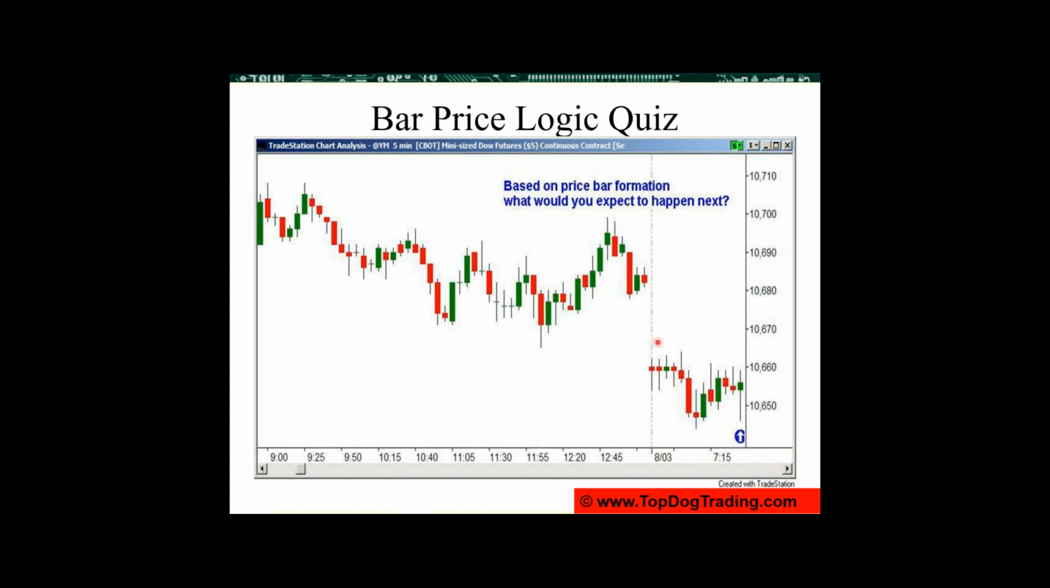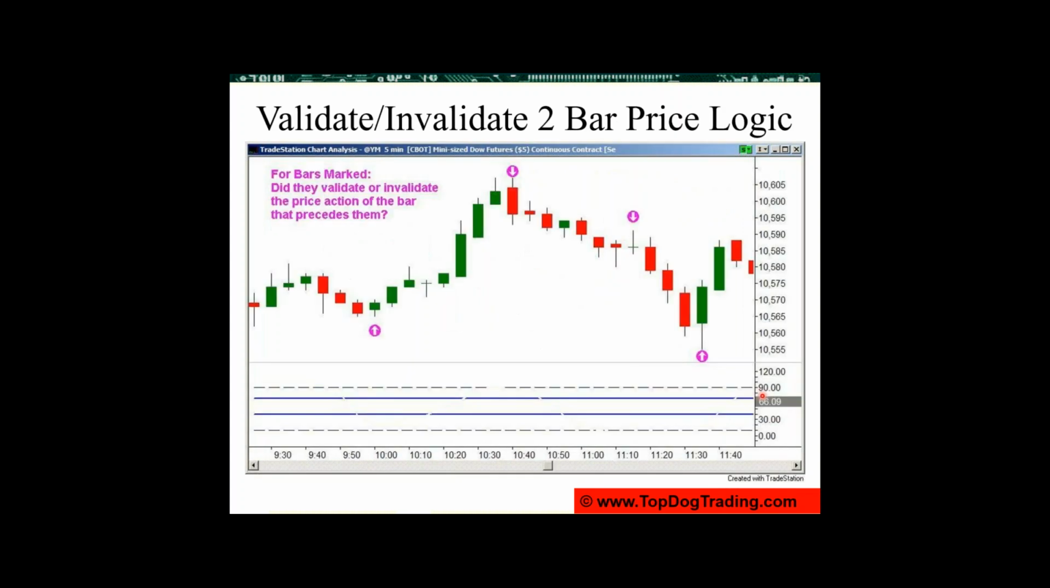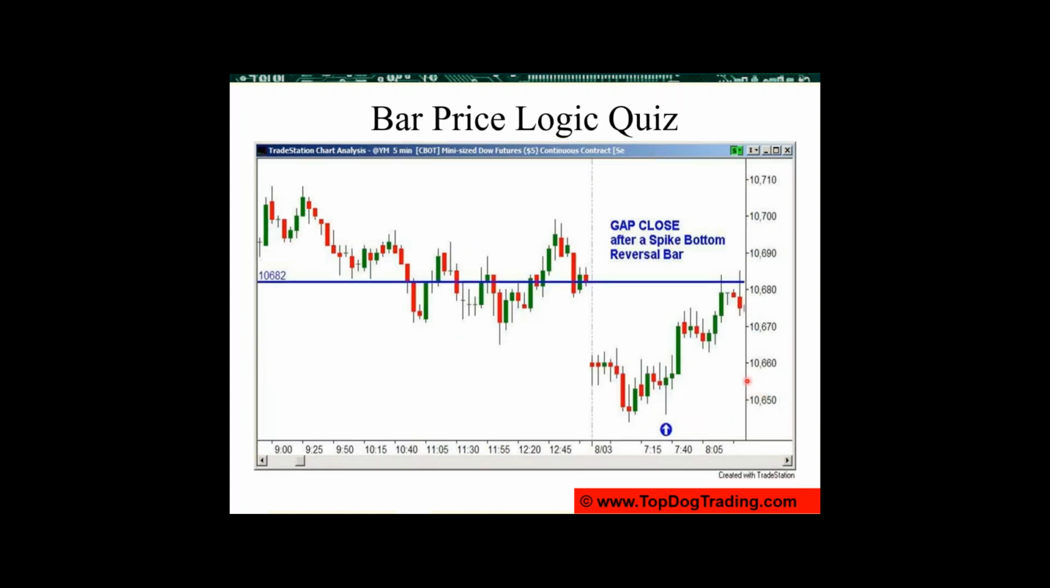So here, gap. Will the gap fill, or will it be a gap and go? That's the question. Well, it chops around a little bit. Market comes down, puts in a little swing low. Now look at this bar here. This one retests this low, rejects the lower value. And for that reason, I would say it's probably going to fill the gap, because this bar retests that low on a rejection of value.